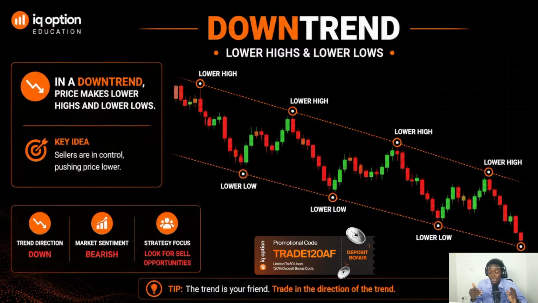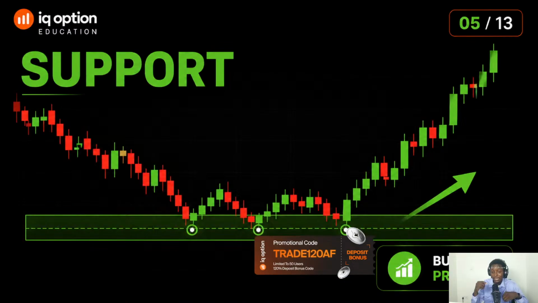Support is a price level, or an area where buying pressure has previously been strong enough to stop or slow a decline in price. Just think about the area where buyers have shown interest before. For example, looking at your screen right now, when the market is going down and the buyers come in and push the price up, then the price, instead of going down, tends to go in an upward direction.